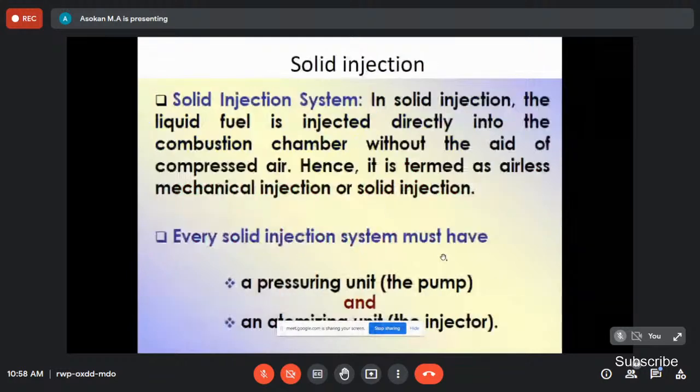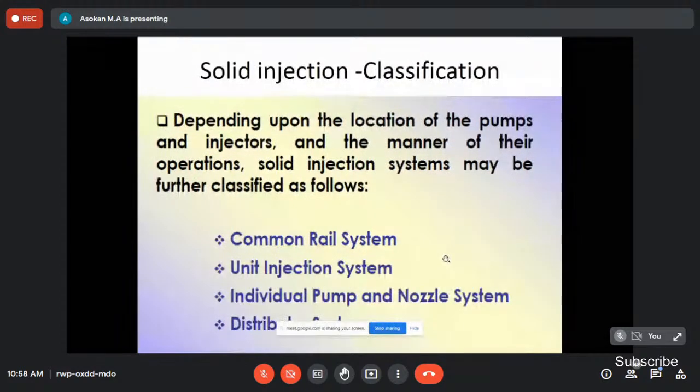And the solid injection system, right? The fuel is directly injected into the cylinder. That is a solid injection system. So it needs a pressurizing unit and an injector unit. There are different classifications: the common rail system, unit injection system, individual pump system and the distributor system.